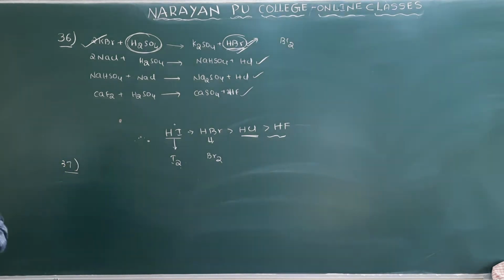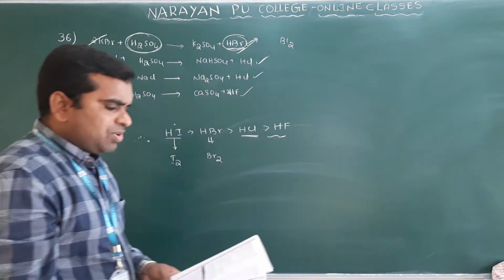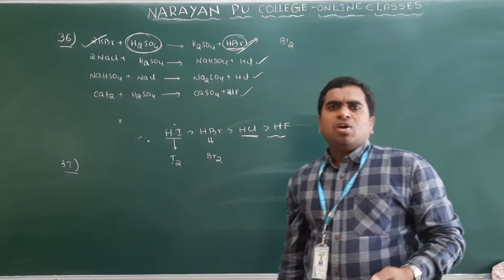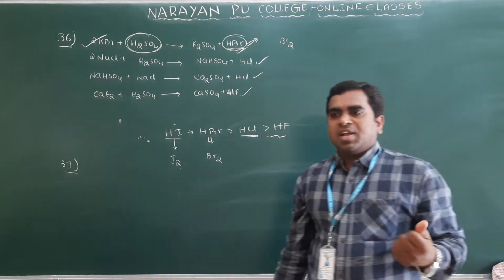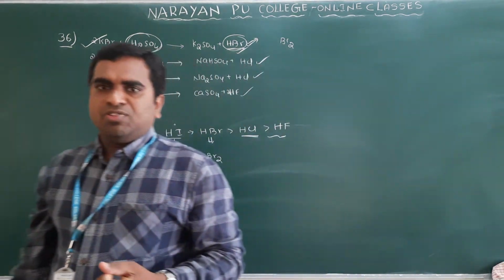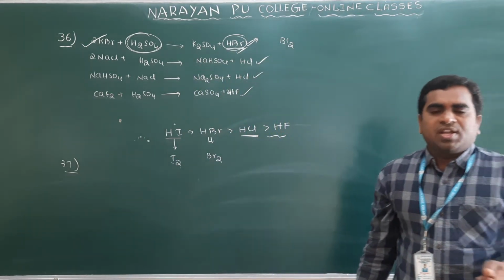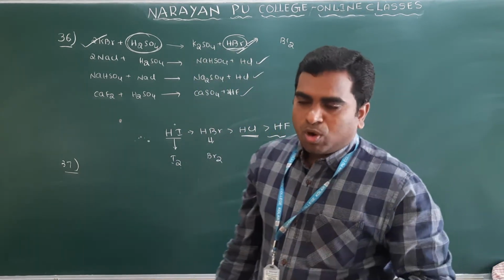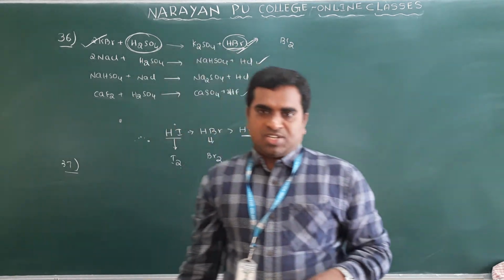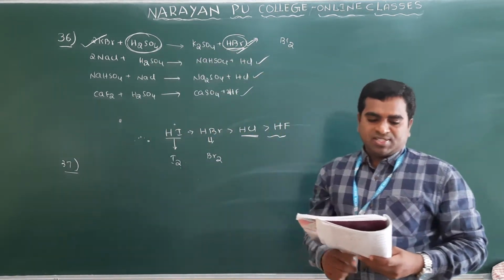Clear. Next question, 37. Which of the following family does not show positive oxidation state? Fluorine, being the most electronegative element, never shows a positive oxidation state. Clear? So option 1 is the correct one.